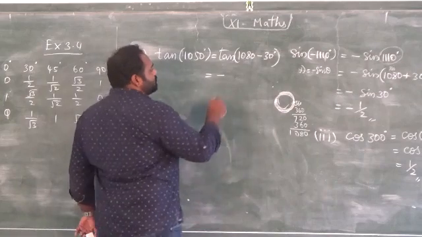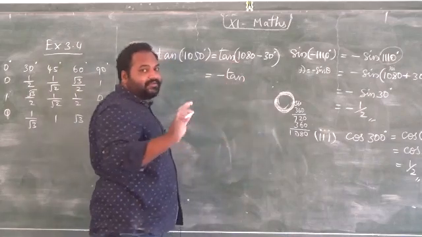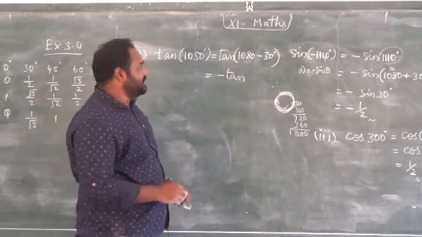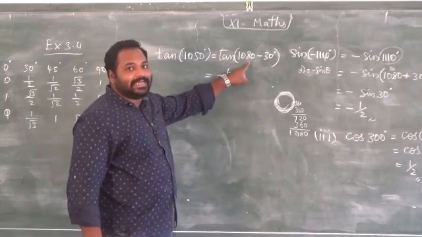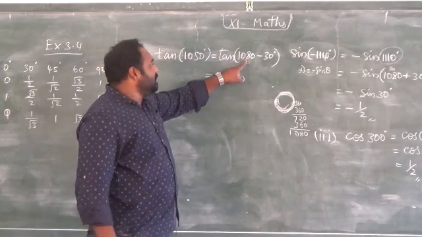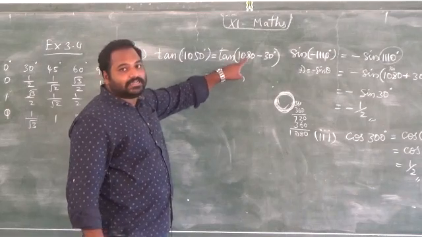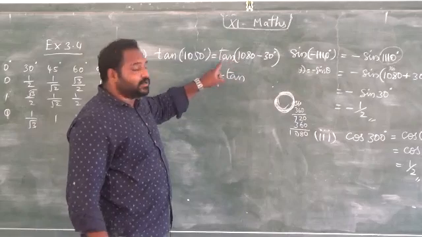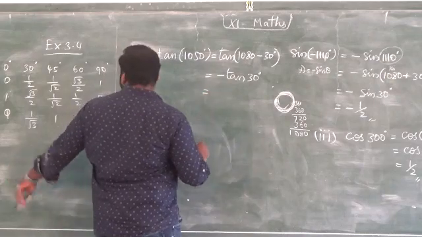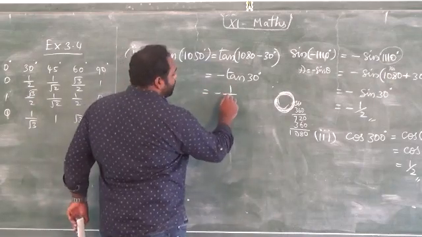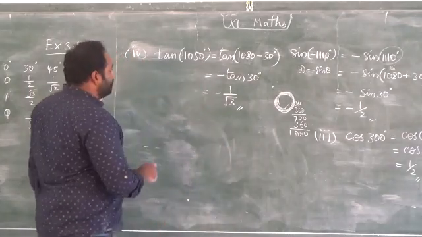Tan is negative, and we have no change in the ratio, because 360 will not change anything. 180 and 360 will not change the ratio, the co-ratio. Only 90 and 270 change it. If you have 90 degree or 270 degree, it will change the co-ratio. But 270 and 180 and 360 will not change the co-ratio. So tan 30 degree value is minus 1 by root 3. So tan 1050 degree value is minus 1 by root 3.